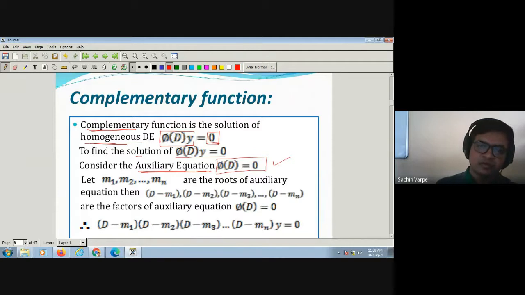Now if you remember, what is phi of D? Phi of D is a polynomial in D, and when we equate that polynomial equal to 0, it becomes an equation. We can solve that equation. Is this clear? So here this will be the equation in terms of D. So we have to find the values of D.